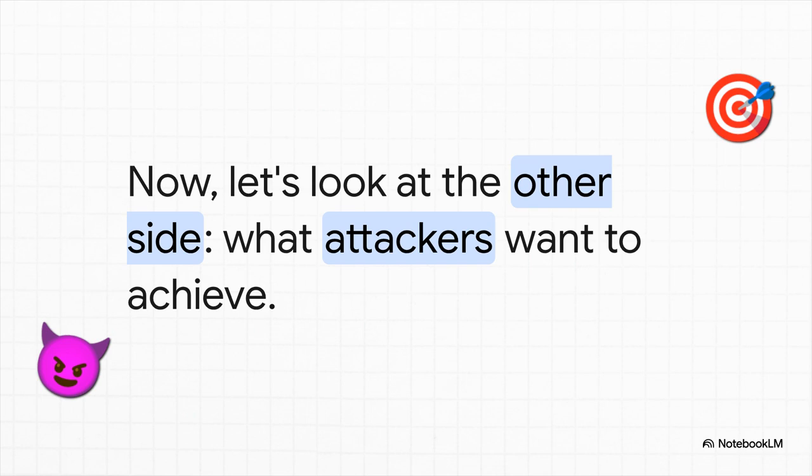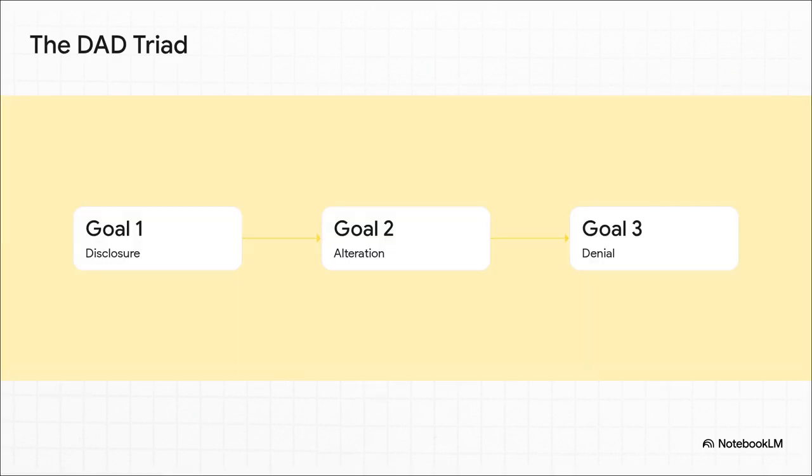Okay, so that's the playbook for the defense. But every good game has two sides, right? To really get it, you have to understand what the offense, the attackers, are trying to do. And it turns out their goals are basically a perfect dark mirror image of our defenses. It's known as the DAD triad: disclosure, alteration, and denial. This is the attacker's wish list. It's super straightforward.